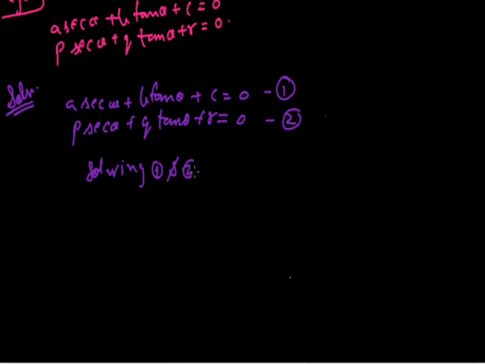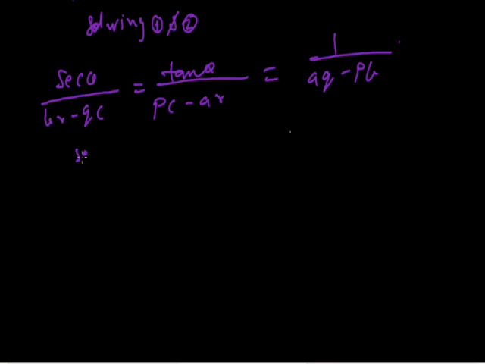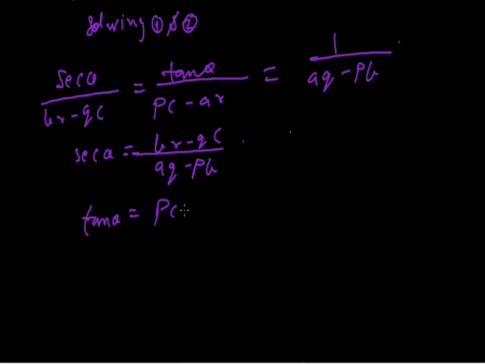Solving 1 and 2 by the cross multiplication method, we will have sec theta upon br minus qc is equal to tan theta upon pc minus ar is equal to 1 upon aq minus pb. Therefore sec theta is equal to br minus qc upon aq minus pb. Tan theta will be pc minus ar upon aq minus pb.